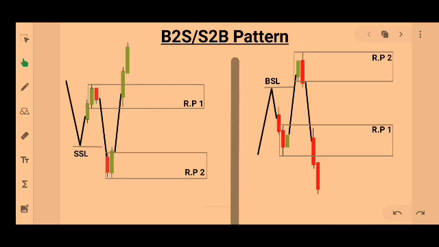Do you understand? So here I need to see it break up this level, the level where the move actually started from. I want to see that level break with an imbalance. I want to see this move very strongly.